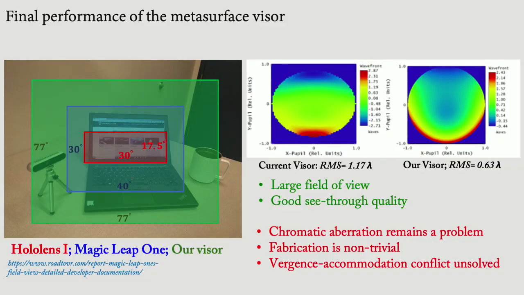The fabrication is difficult, non-trivial, but it can be doable. People have already done this kind of fabrication. We are looking into that. And we have not solved this vergence-accommodation conflict, and I'm not going to go into details, but there are ideas for solving that using a tunable lens, and we want to use this Alvarez lens with this visor to make ultimately something that looks pretty small and works pretty well.